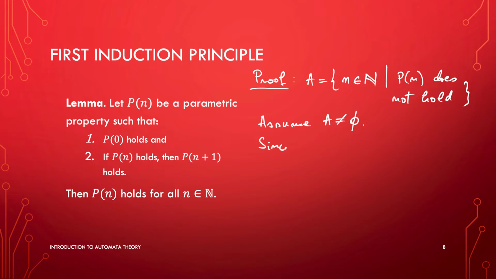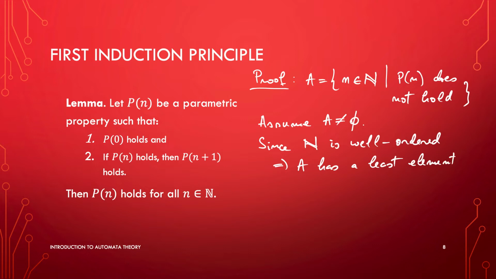since N is well ordered, this implies that A has a least element. And this element is, let's say, k. Now we can think about this element k, and we can realize very quickly that k cannot be 0, simply because we have this condition 1 that says p of 0 holds. So because it holds, 0 cannot be an element of set A. A was collecting just numbers where the property doesn't hold.